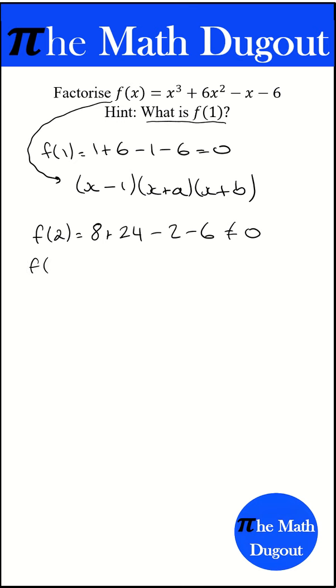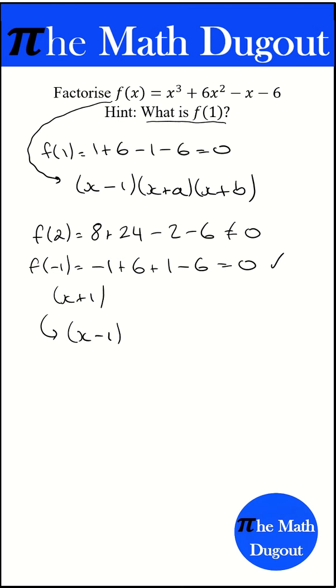What about f of minus 1? Maybe this one will help me. So I get minus 1 cubed, which is minus 1. I get positive 6. I get then plus 1, and I get take 6. So I see that that is equal to 0. So I now know that x plus 1 is a factor. So because I've found another factor now, I've got x minus 1, x plus 1, and now I just need to find this last guy b here.